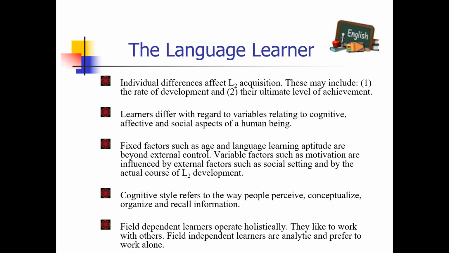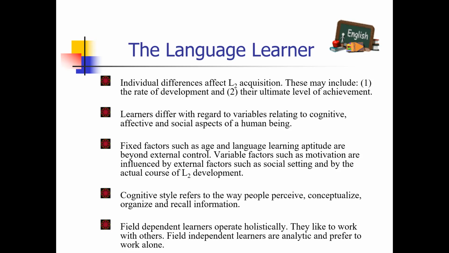And then the second one, learners differ with regard to variables relating to the cognitive, affective, and social aspects of human beings. And then the one is fixed factors such as age and language learning aptitude, which are beyond external control. Variable factors such as motivation are influenced by external factors such as the social setting and by the actual course of L2 development. As you can see here on the table they're providing, the acquisition and the learner are very different, and such factors affect the learners in acquiring the second language and also developing their second language acquisition.